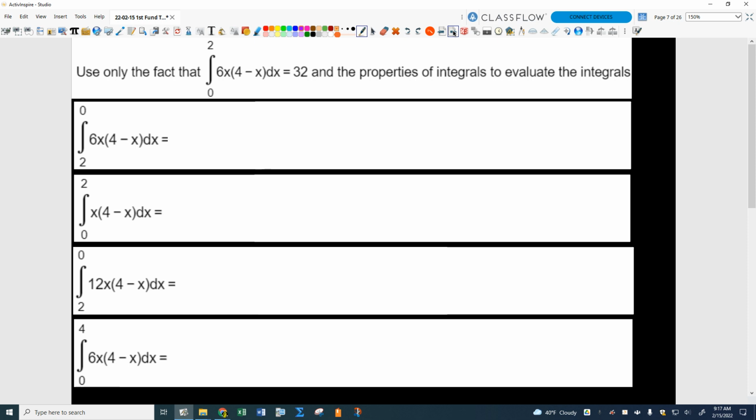What do you think? Top one? Negative 32. Good. Everybody see why? We're just flipping this around. It's just this integral that's presented to us with reversed limits of integration. Okay, what about the second one?